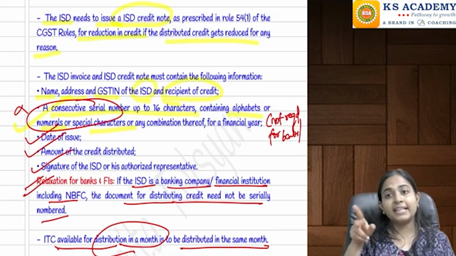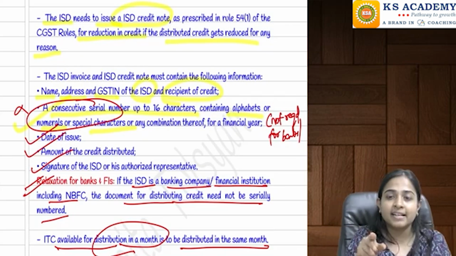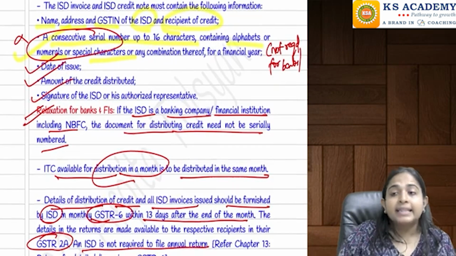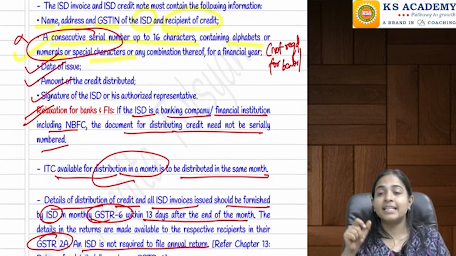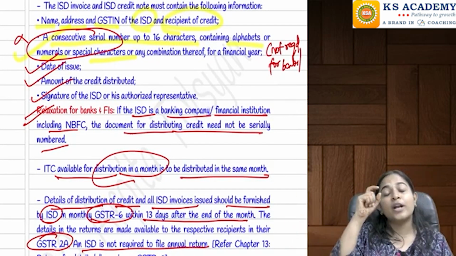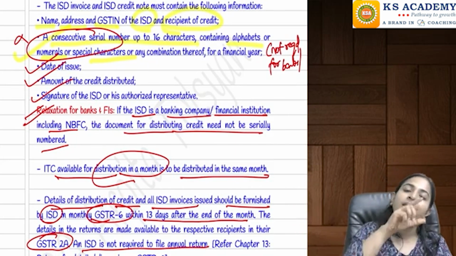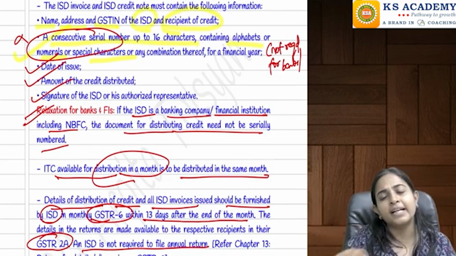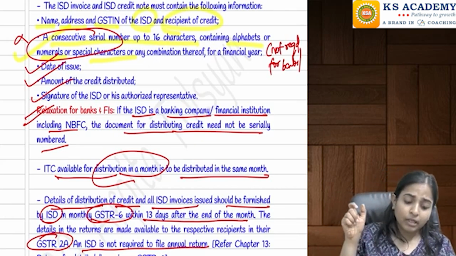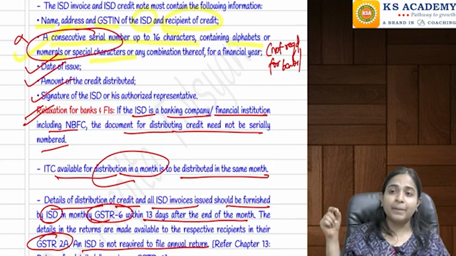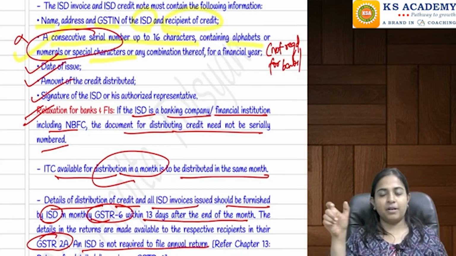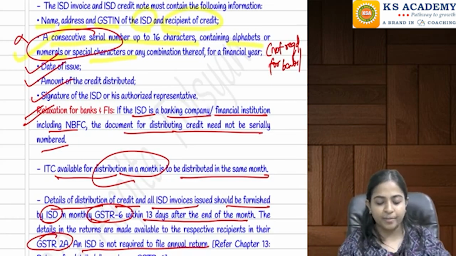And then with the ISD credit note, the credit is again required to be apportioned in the same ratio as that of the original credit. Then this ISD invoice should contain all the necessary details of the distributor and of the recipient also. It should have a consecutive serial number, just like we have an invoice number, which is not mandatory for banks and NBFCs, but for others it is necessary. Date of issue should be there. Signature of the ISD or his authorized representative should be there, and the amount of credit that is distributed and the bifurcation of the taxes that are distributed should also be mentioned there.